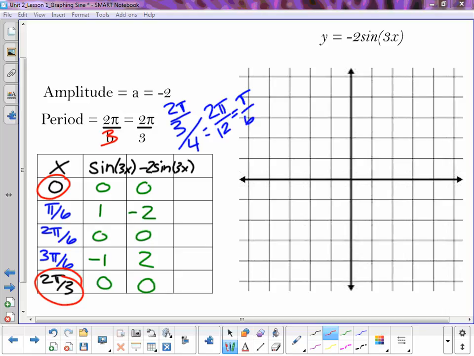Okay, so how do I get these 3 numbers? Because these are the 3 numbers that trip people up. I take the period, 2 pi over 3, and I divide it by 4. So every time you divide it by 4 to find these interval values, yes. So I divided 2 pi over 3 by 4. It gave me 2 pi over 12. And we always simplify if we can, so it became pi over 6. That means each interval is pi over 6. Because I want 4 equal intervals.